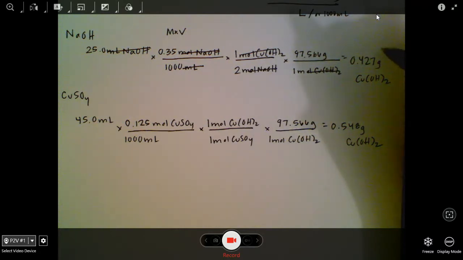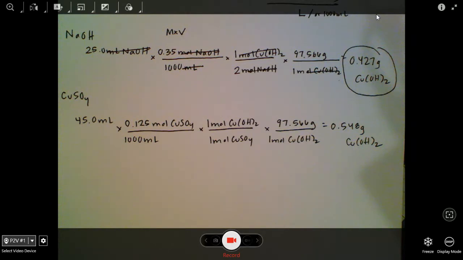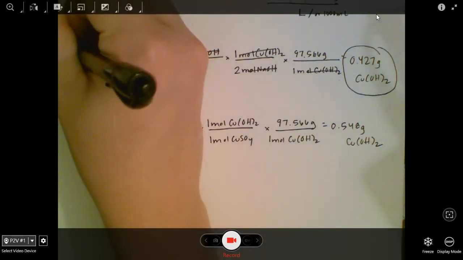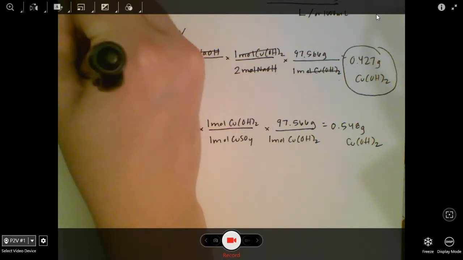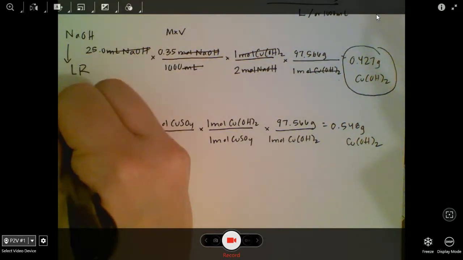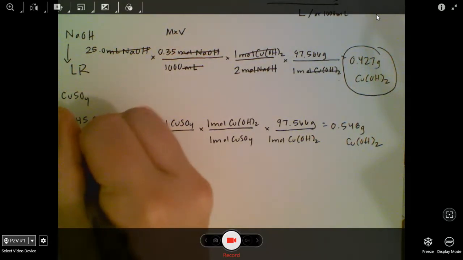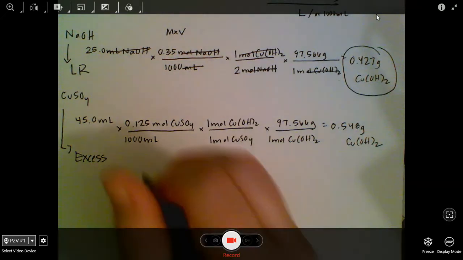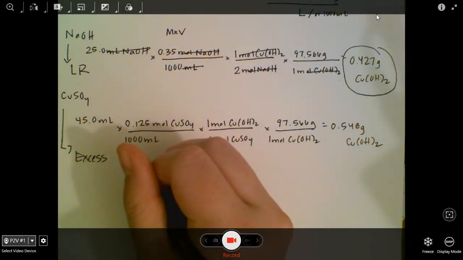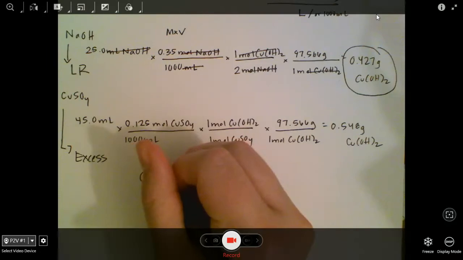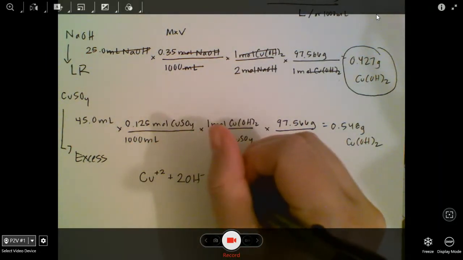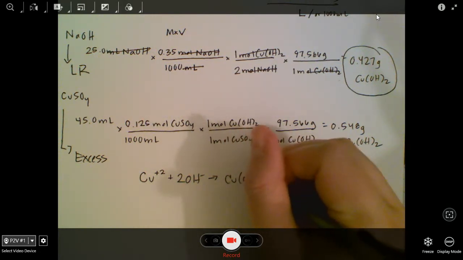So in this case, because it's a limiting reactant problem, I am going to make the lowest amount, which is going to be 0.427 grams of that copper hydroxide. And that means that the NaOH is my limiting reactant. It means that my copper sulfate is going to be my excess. Okay, so when you think about your reaction here and your net ionic equation, our net ionic equation is going to be Cu plus 2 hydroxides turning into CuOH2.